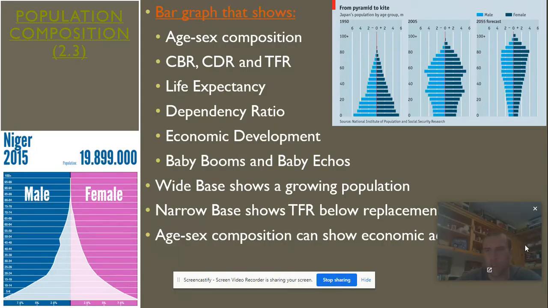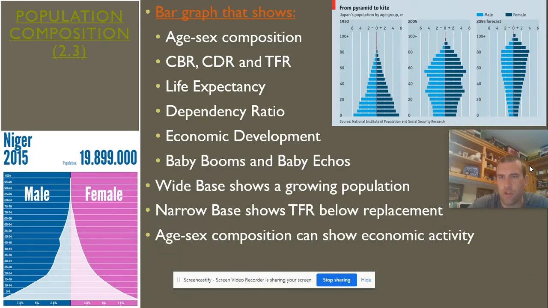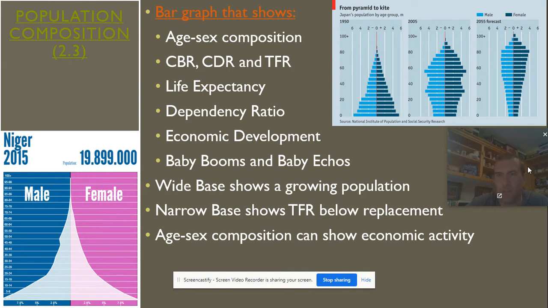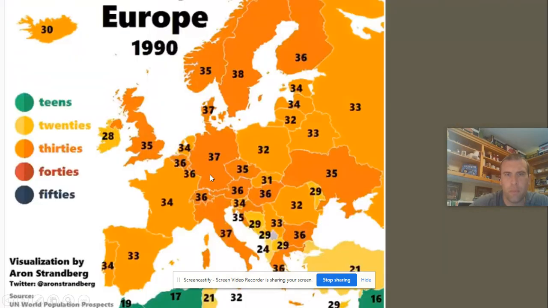Population pyramids: you can learn an awful lot about a country or a region by looking at its population pyramid. It's a bar graph that shows age and sex composition. So the basics of it are this.